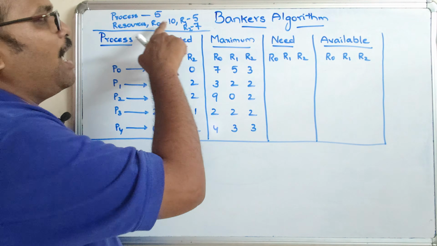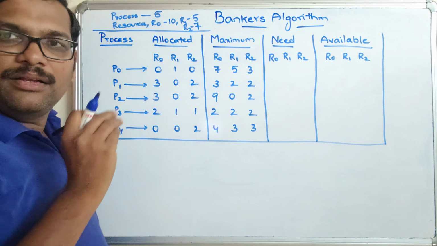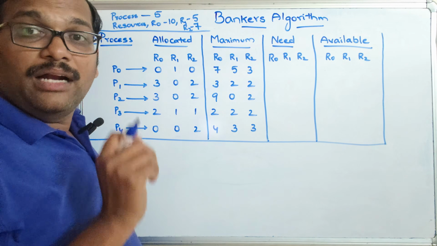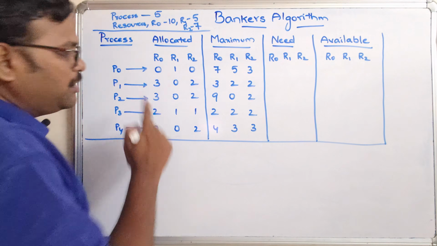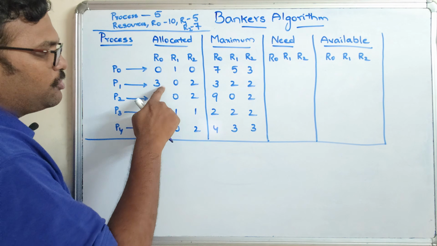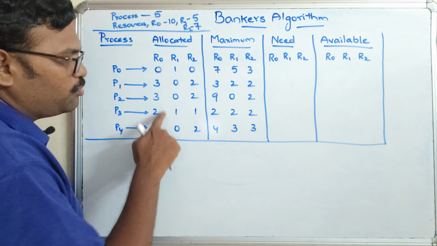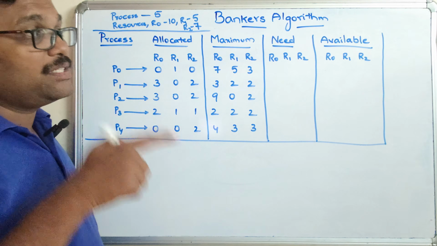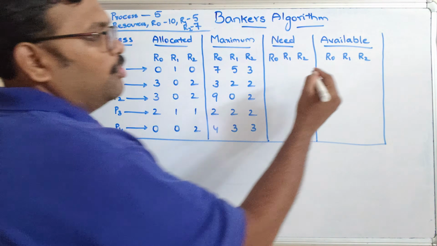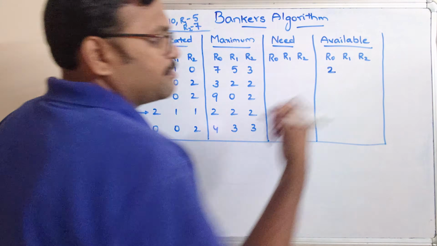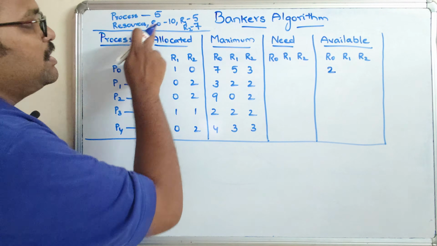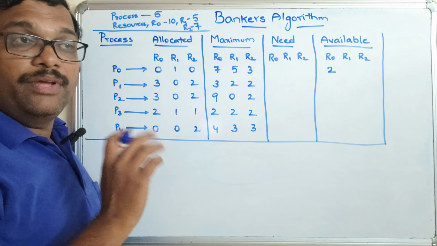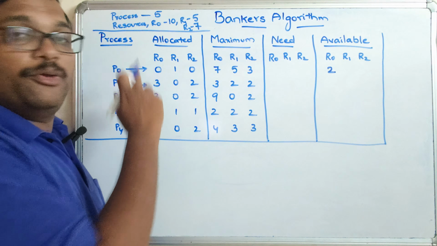You can see R0 total 10 quantity are available, right? Among the 10, how many have been allocated? So 3 plus 3 plus 2, so 6 plus 2, 8 resources have already been allocated. So what is the available R0? Only 2 resources. Hope you understood. So these are the maximum resources available, and we need to share all these resources among all the 5 processes.